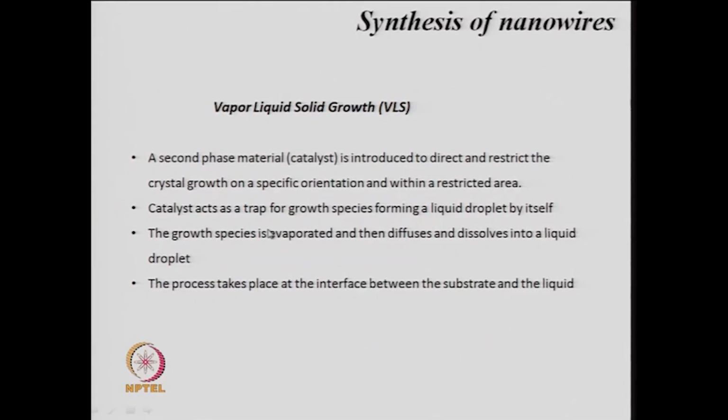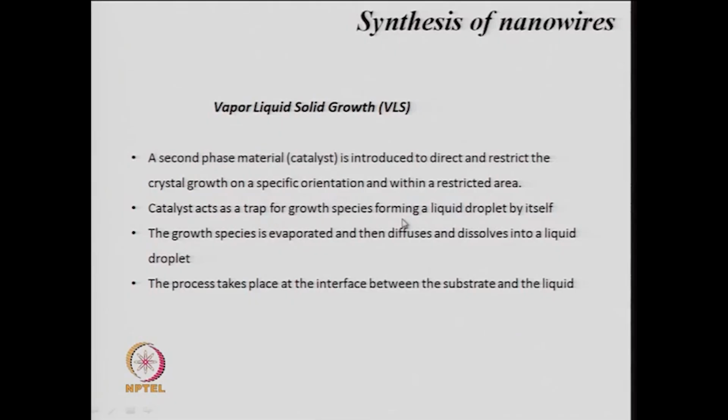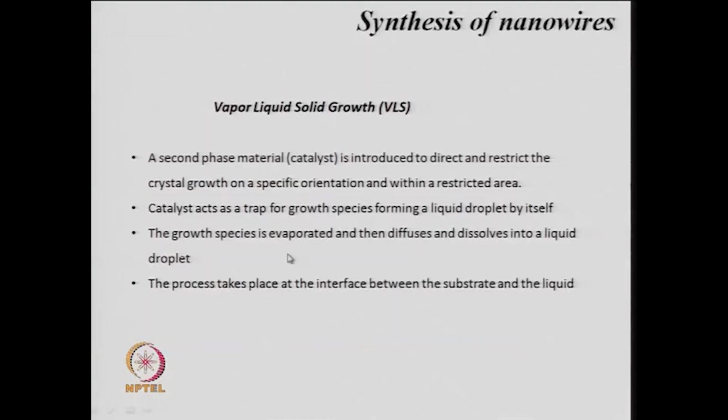The catalyst acts as a trap for growth species. So, the catalyst basically traps whatever semiconductor species you have converted to vapor, forming a liquid droplet with the semiconductor material which you are trying to grow nanowires of. The growth species, as I mentioned, suppose you want a gallium nitride wire or some cadmium selenide wire, then that growth species is your gallium nitride or cadmium selenide, and that has to be evaporated.